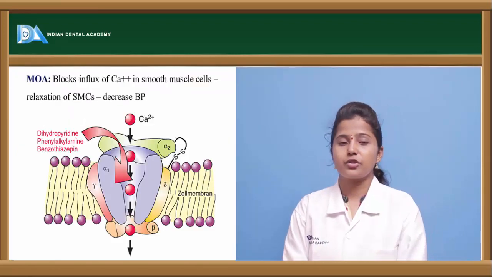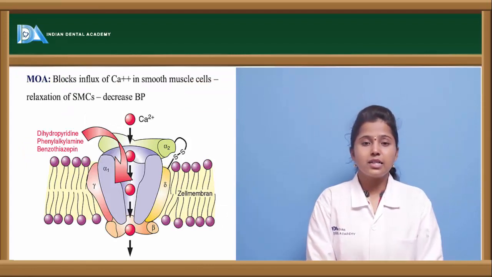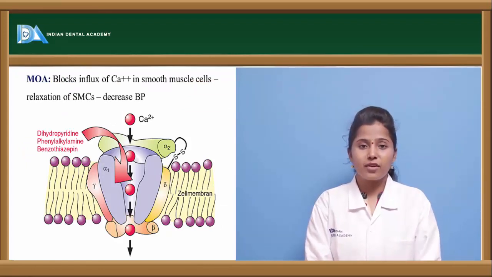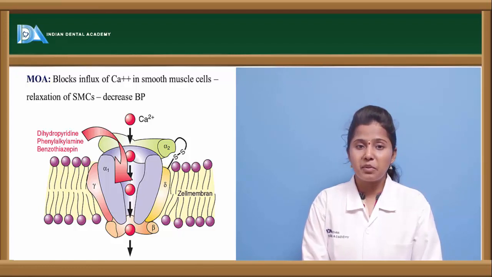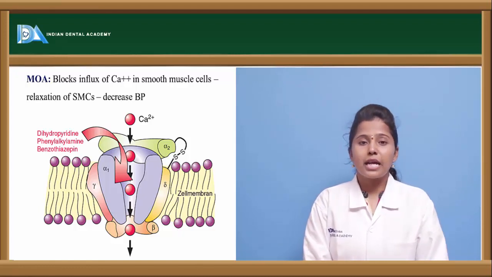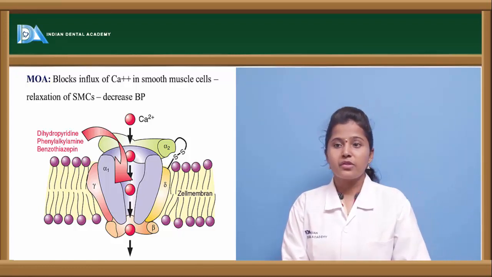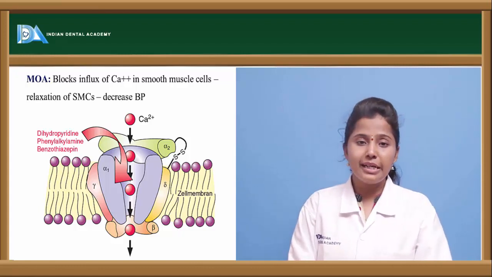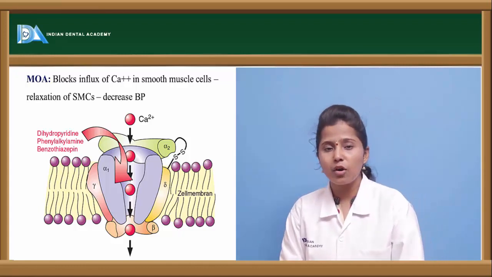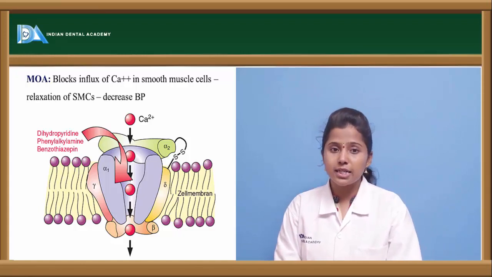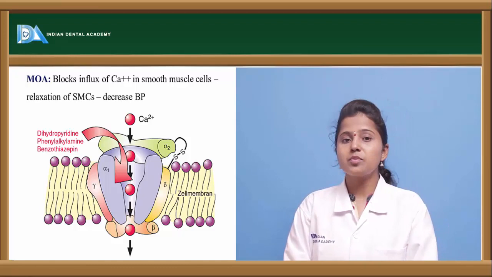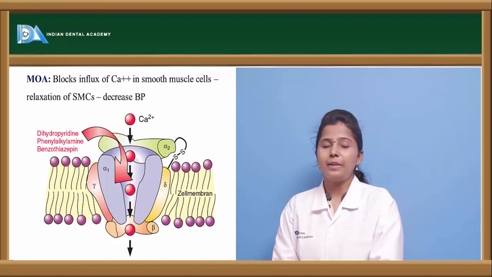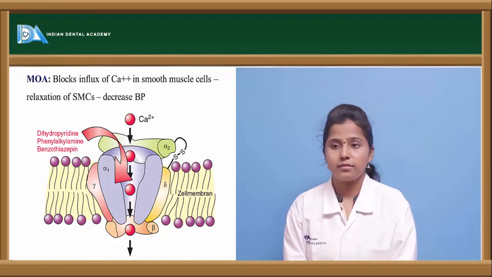Let us see the mechanism of action. As we all discussed, sodium and calcium influx into the blood vessel causes increased contractility of that particular blood vessel. So these drugs block the calcium entry into the blood vessel. When calcium entry is blocked, then there will be reduced intracellular calcium, whereby relaxation of the smooth muscle takes place. When smooth muscles are relaxed, then definitely there will be a decrease in the blood pressure.